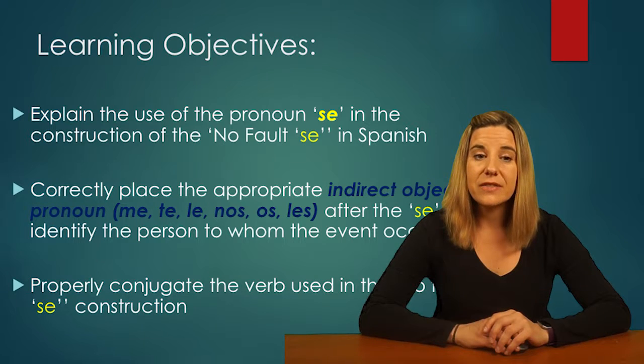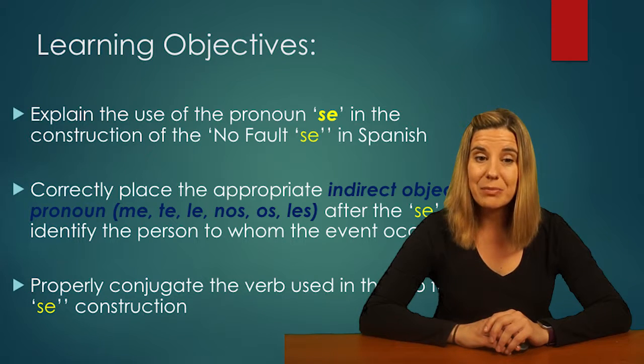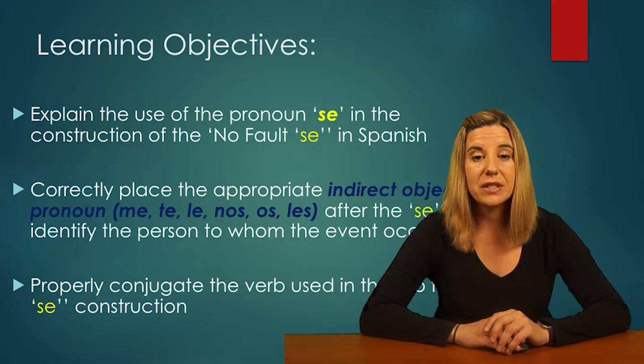Hola! This video is going to look at the no-fault se construction in Spanish. The learning objectives are that you will explain the use of the pronoun se in the construction of the no-fault se, correctly place the appropriate indirect object pronoun, me, te, le, nos, os, or les, after the se to identify the person to whom the event occurred, and properly conjugate the verb in the use of the no-fault se construction.